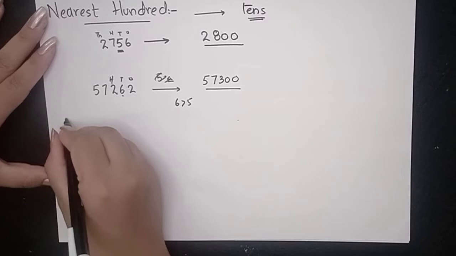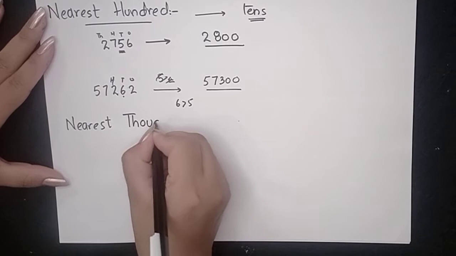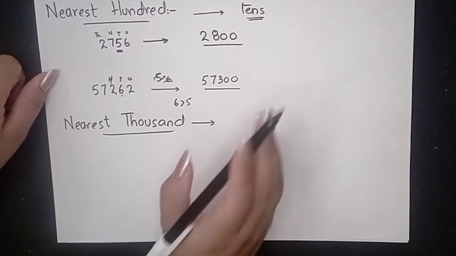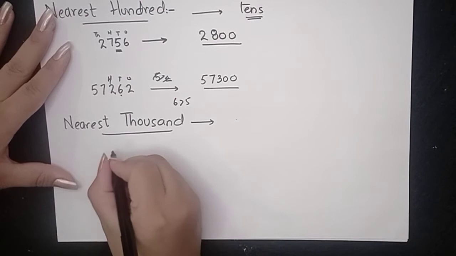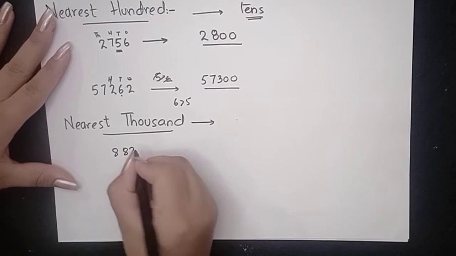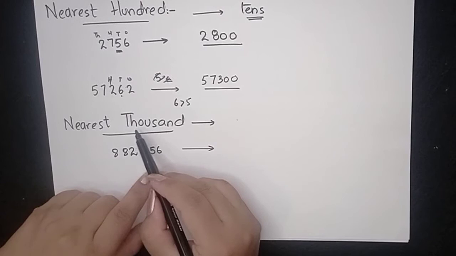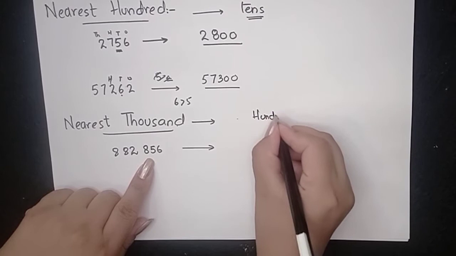Now let's move on to nearest 1000. The rest of the numbers remain the same. The numbers before the hundreds will remain the same, okay? Alright, so let's suppose to the nearest 1000, let's suppose we have a number 882,856, right? So now we have to round off to the nearest 1000, and for the nearest 1000 we look at the digit at the hundreds place.